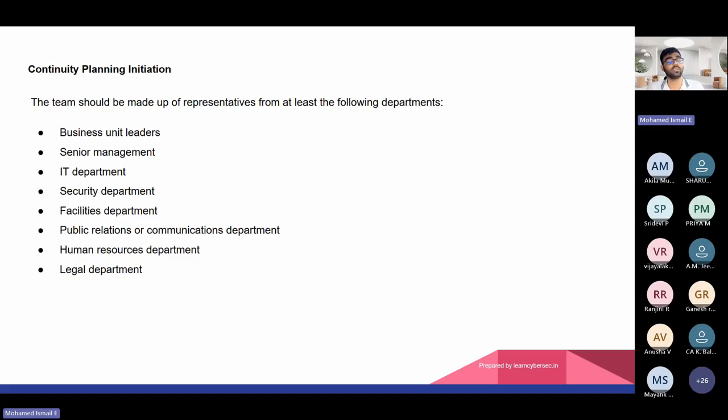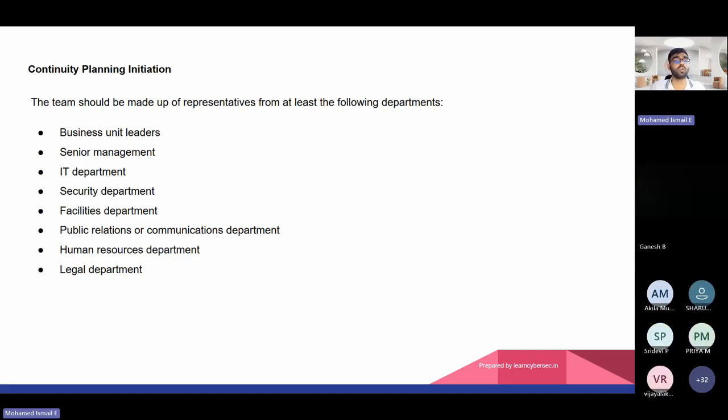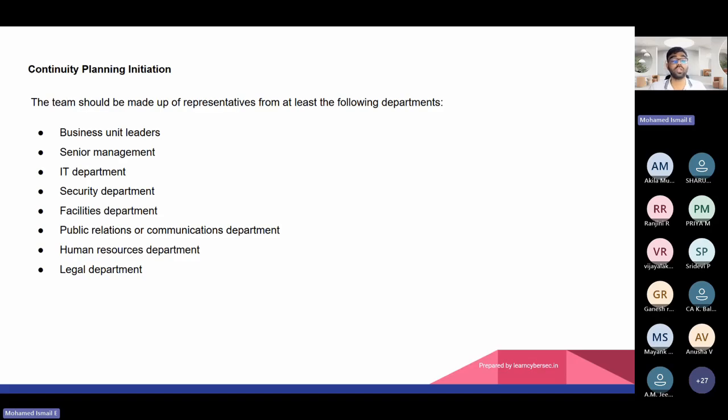So these are the leaders from the respective departments involved in the business continuity plan preparation. If someone asks you who is responsible for preparing the business continuity plan, you shouldn't say security professional, security engineer, or security officer. The business continuity plan is prepared together by multiple departments, including business units, senior management, and respective departments.